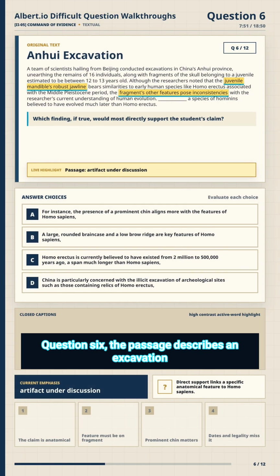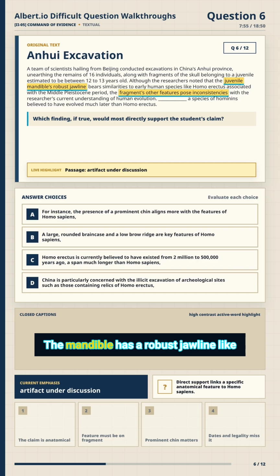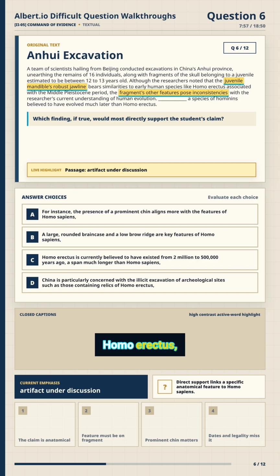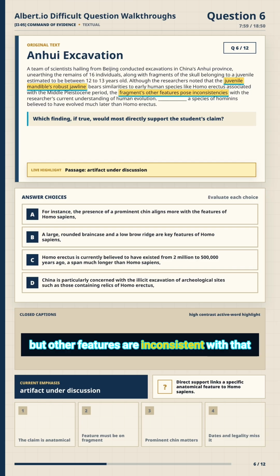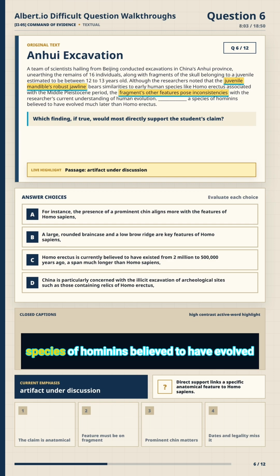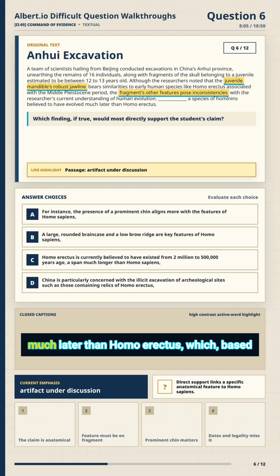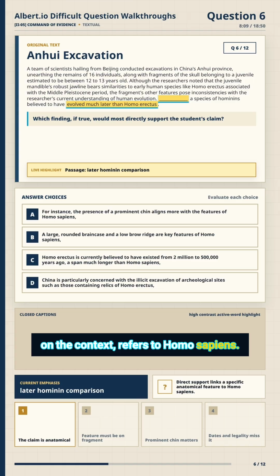Question 6. The passage describes an excavation where researchers found a juvenile mandible. The mandible has a robust jawline, like Homo erectus, but other features are inconsistent with that classification. The blank introduces a comparison to a species of hominins believed to have evolved much later than Homo erectus, which, based on the context, refers to Homo sapiens.